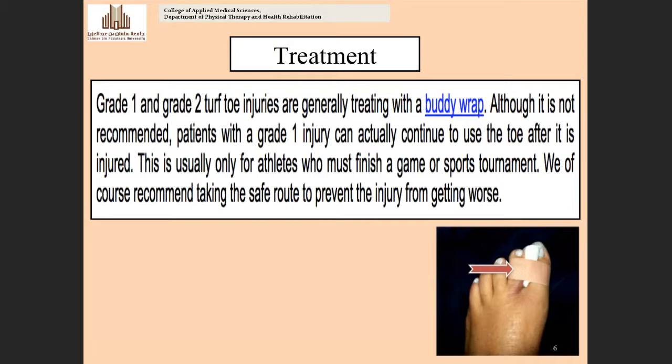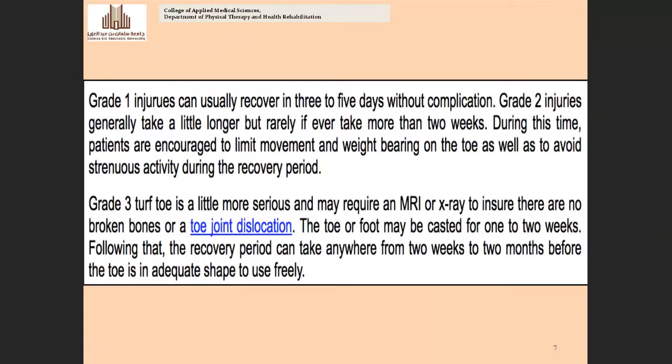Although it is not recommended for patients with grade 1 injury, this is generally applicable for grade 1, the mild type of turf toe. This is usually only for athletes who must finish a game or sports tournament. We of course recommend taking the safe route to prevent the injury from getting worse. Immediately after the injury, the main purpose of applying this taping or body wrap is to prevent further injuries. If you mobilize with the adjacent toe, you can prevent further injuries.